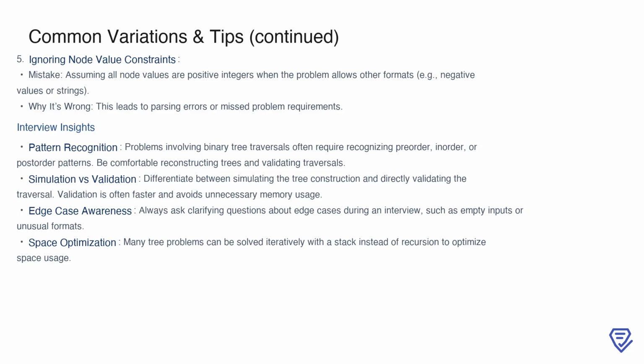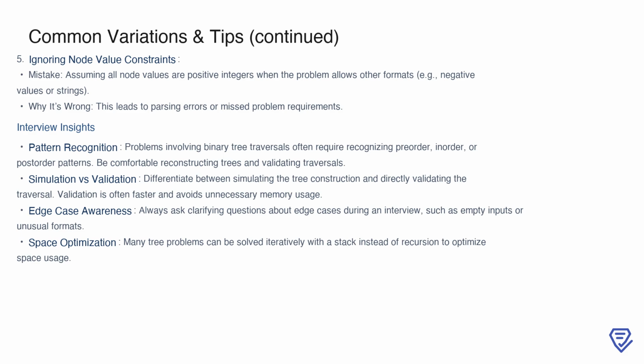Shifting to interview strategies, binary tree traversal problems often require good pattern recognition. Preorder, inorder, and postorder traversals all have distinct properties, so being able to differentiate and apply them effectively is a key skill. It's also crucial to distinguish between simulating the construction of a tree and validating a traversal. Validation is faster and more memory efficient, as it avoids unnecessary data structures. Additionally, always clarify edge cases during an interview. For example, ask about empty inputs or unusual formats. Finally, space optimization is worth considering. Iterative solutions using a stack are often better than recursion, as they avoid issues with recursion depth while keeping memory usage low.